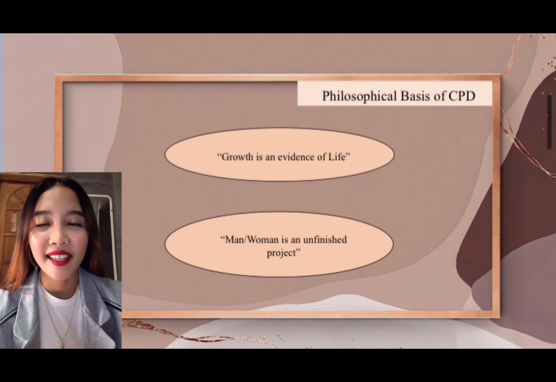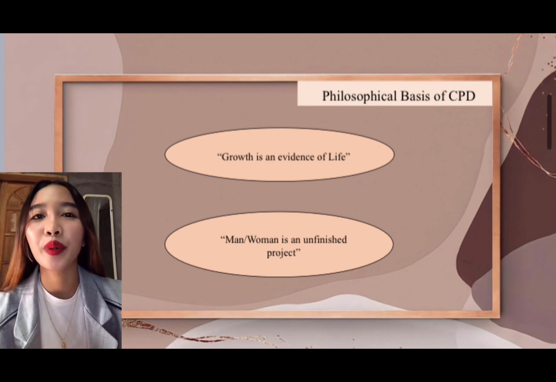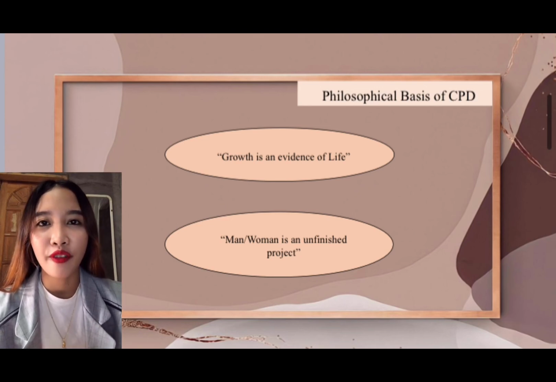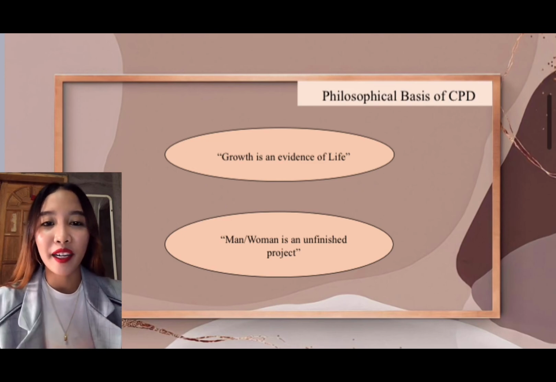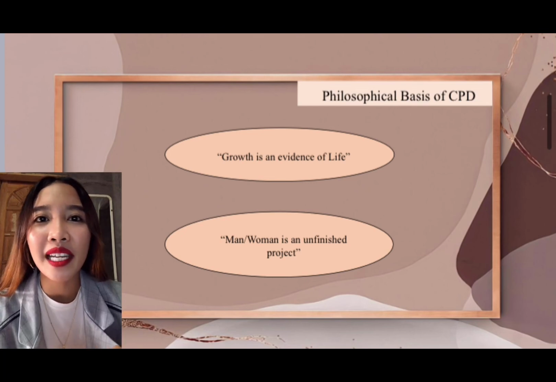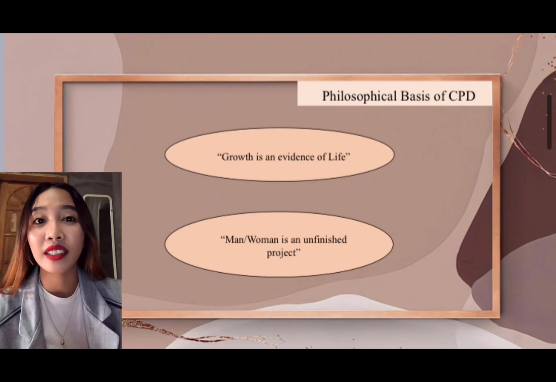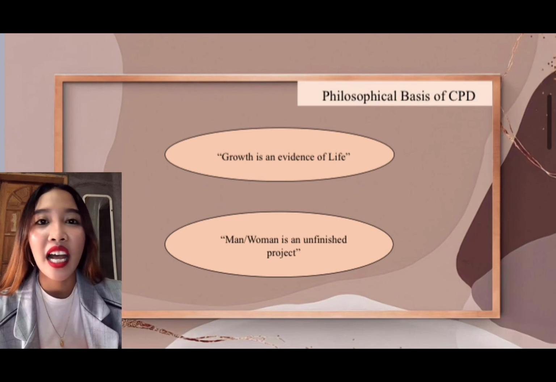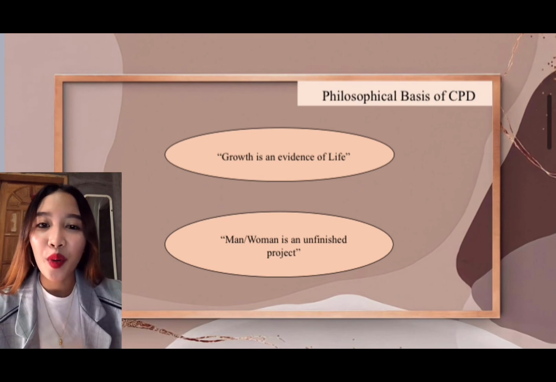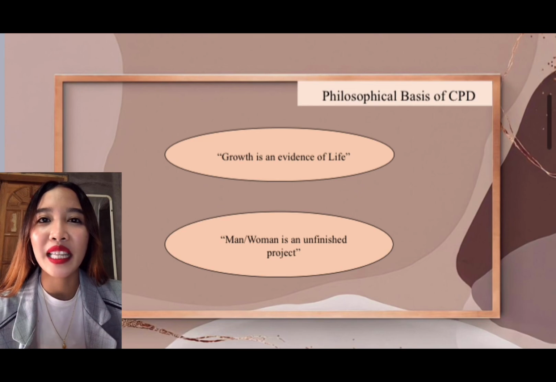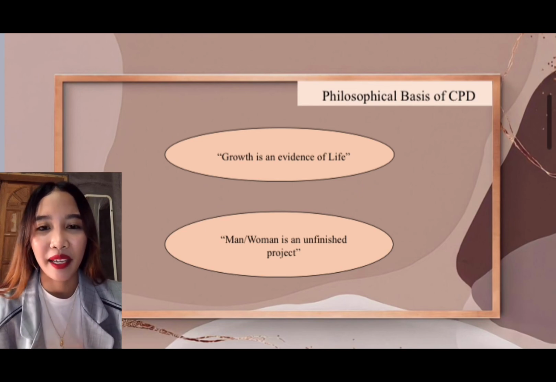The second basis is that man and woman is an unfinished project. A professional teacher is always in the process of becoming better and better each day. So no person or professional can claim that he or she has already arrived at the state of perfection. And this also implies that every professional is expected to continue developing.